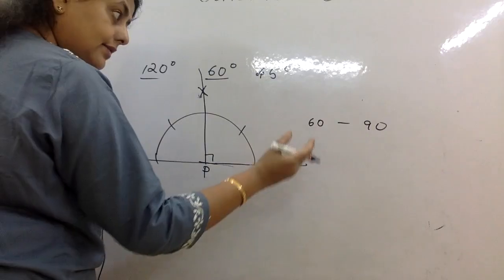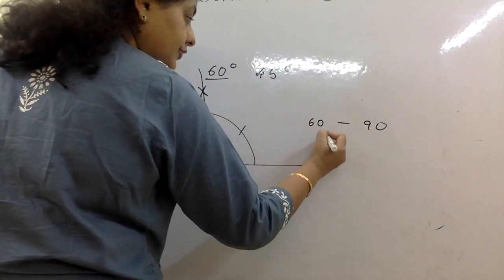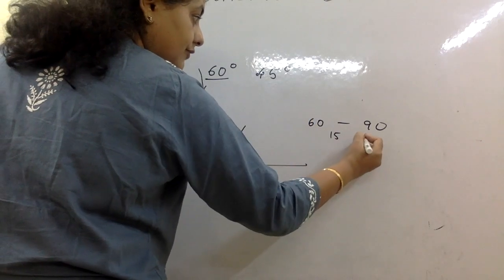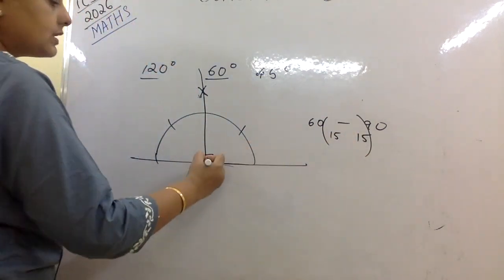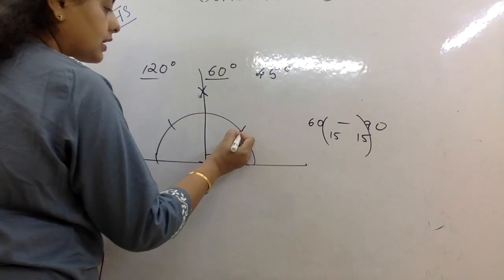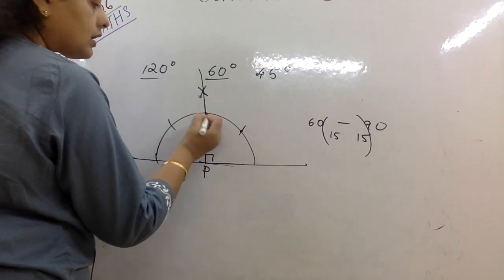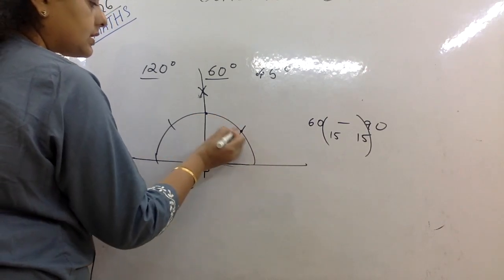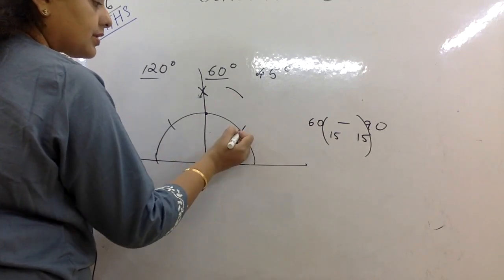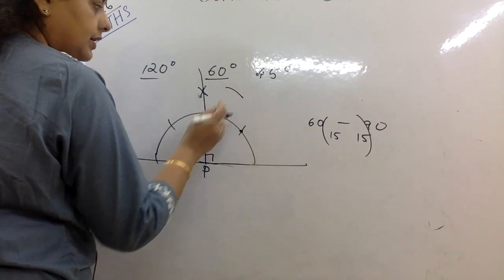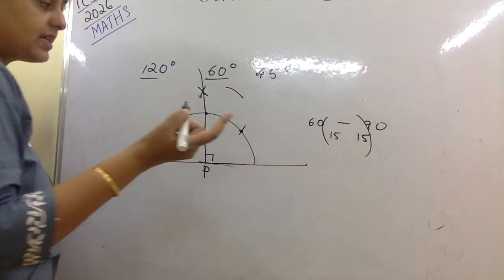If I bisect that, I get 15 on this side and 15 on that side, for this angle. So I can use this arc also. From here to here I will bisect. I will measure this and make an arc here. From here I will fix the compass, make an arc there with the same radius, like angular bisection.